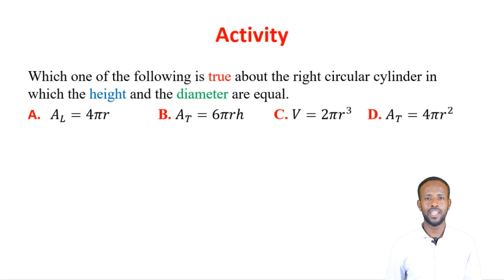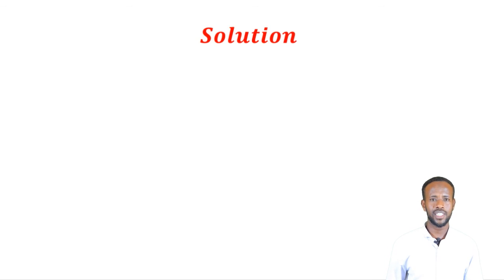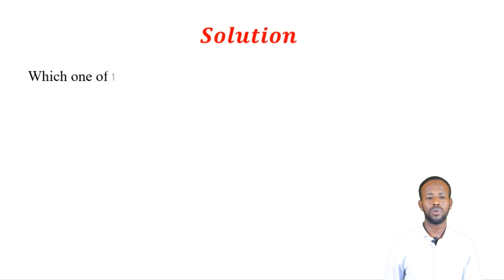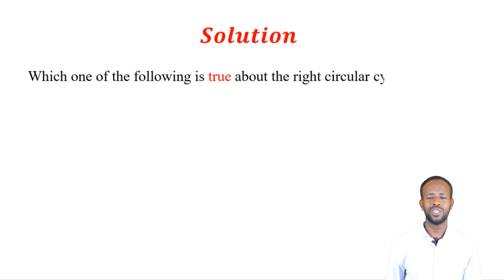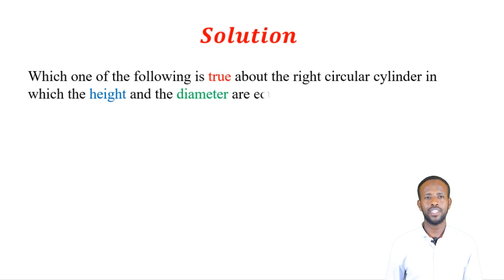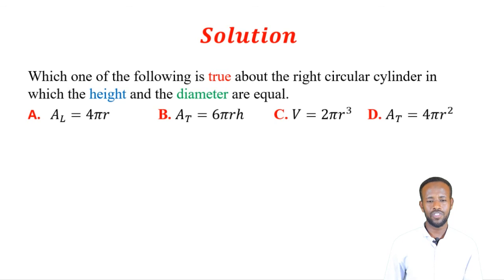Okay, welcome back again. I hope that you did it and got the correct answer. Let us see the solution together. The question says, which one of the following is true about the right circular cylinder in which the height and the diameter are equal? This is the choose activity, okay? Now to find what is given to us from this.